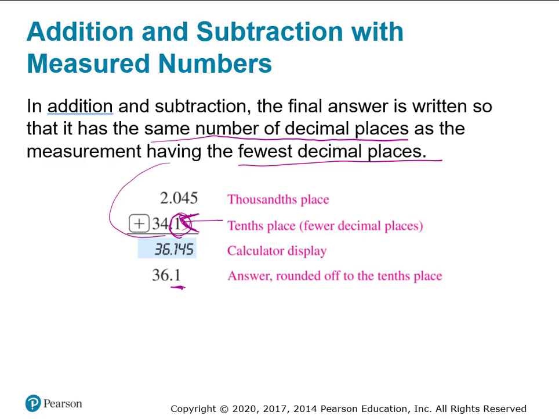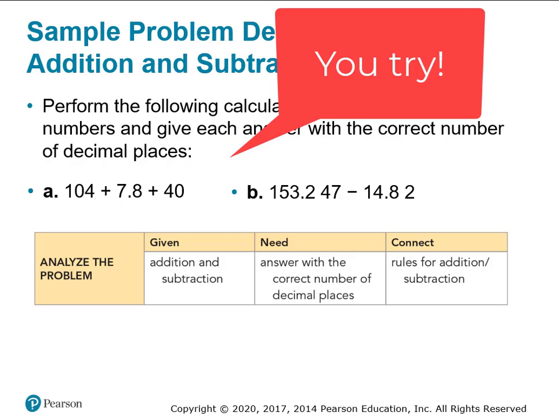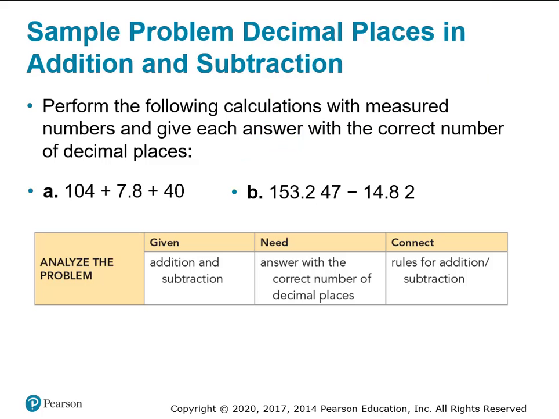So even though I'm going to add it all up, and here's what my calculator tells me, I need to stop at the tenths. So I'm going to draw a line and say, will that 4 do anything to that 1? Nope. Why don't you try these addition and subtraction problems to see where you would round to have the correct number of significant figures. Pause the video.